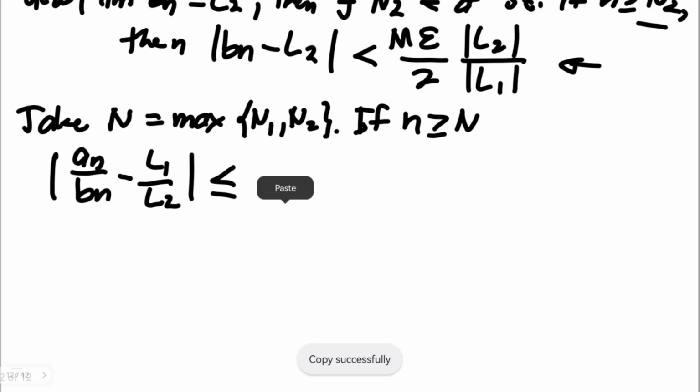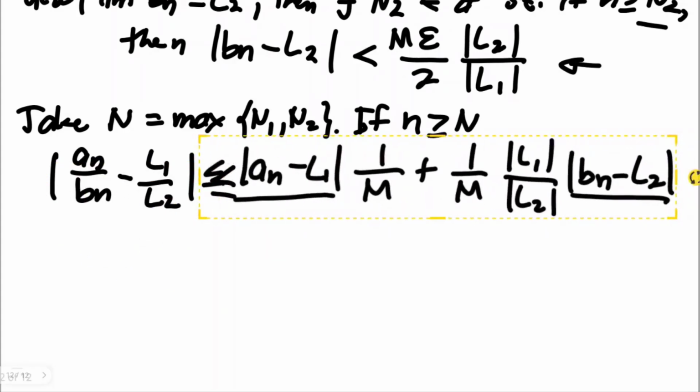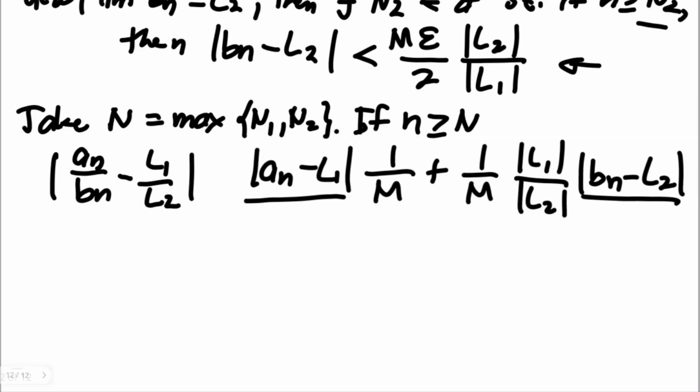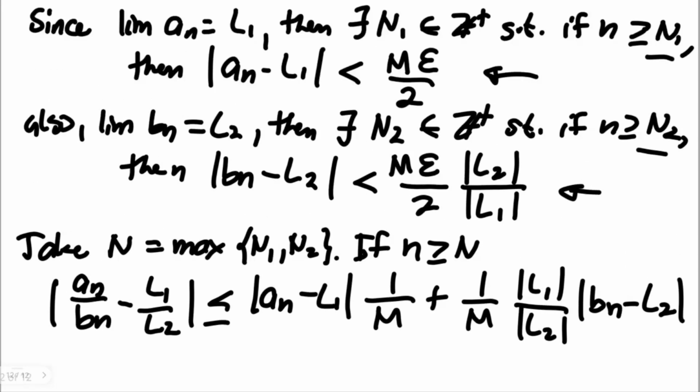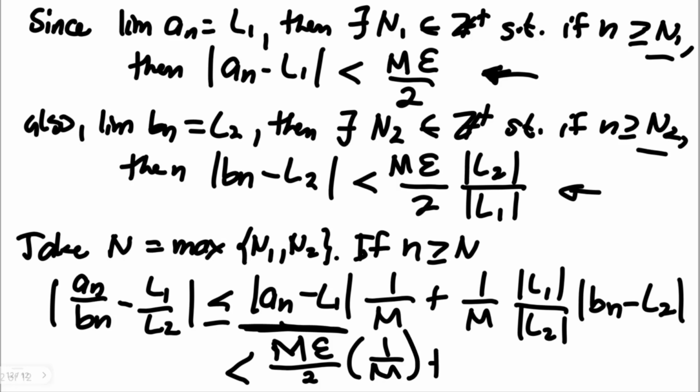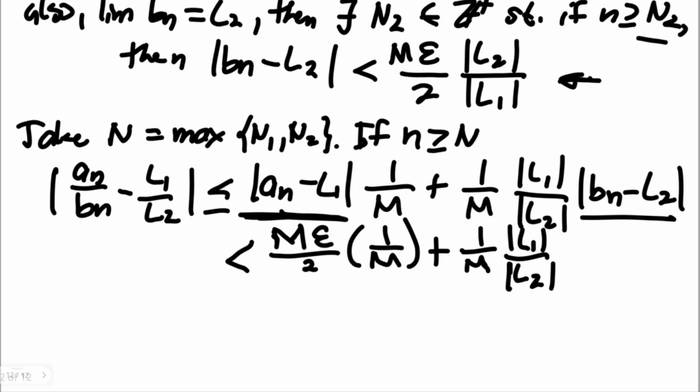Copy, paste. I am pasting it here, but I'll be erasing this as well, and that. Now this is the form that we made earlier, and using these representations, we have this one which is less than m epsilon. So this is all less than m epsilon over 2 times 1 over m, right? Plus 1 over m here. Then you have the absolute value of L sub 1 over the absolute value of L sub 2. And then this one is here. You have times m epsilon over 2, absolute value of L sub 2, absolute value of L sub 1.